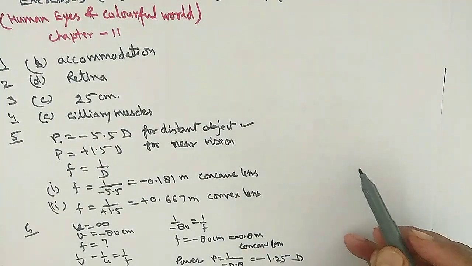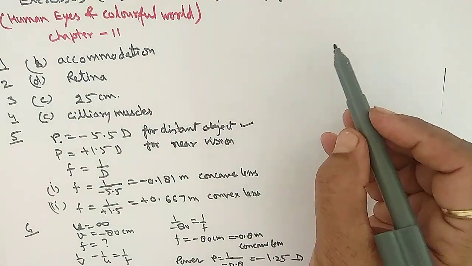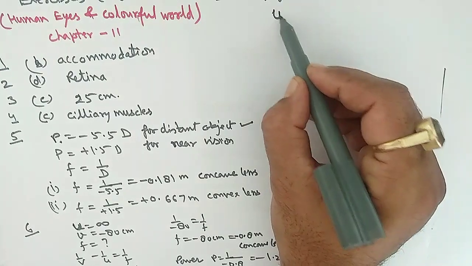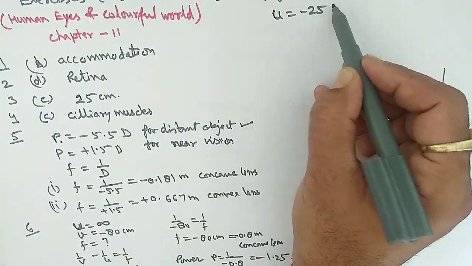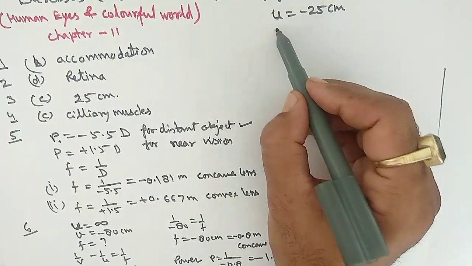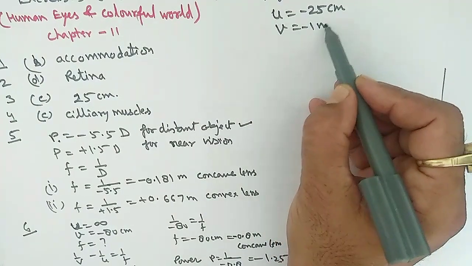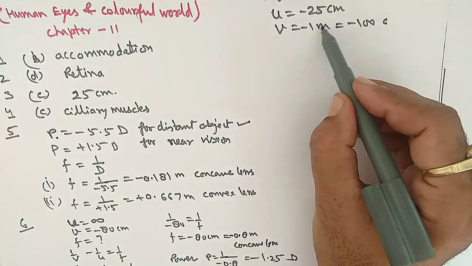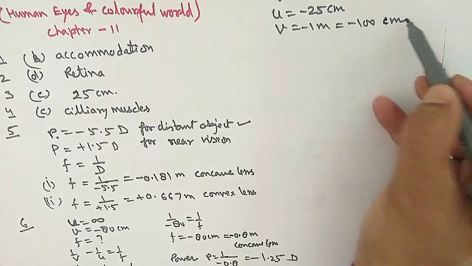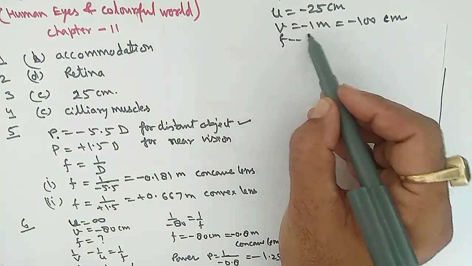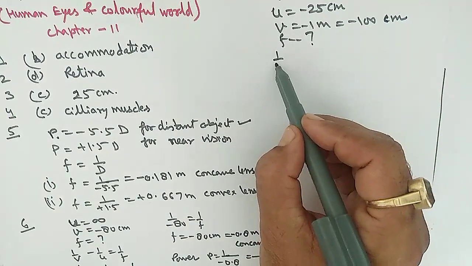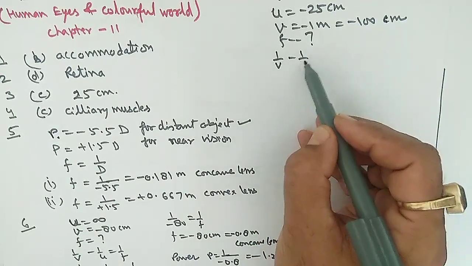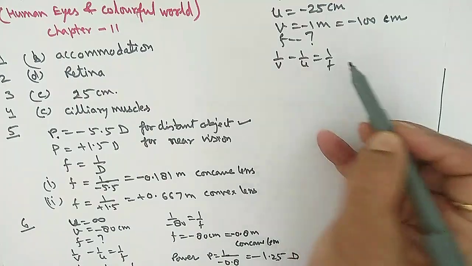So make this figure and now solve the numerical part of this question. U is here given, it is minus 25 centimeter. It is asked to assume V, it is given minus 1 meter, that is minus 100 centimeter. Okay, and find the F.